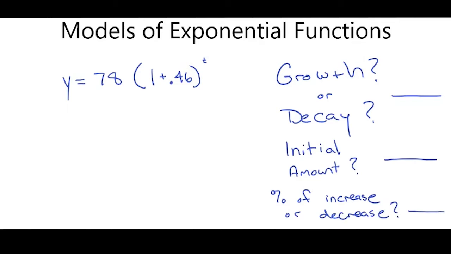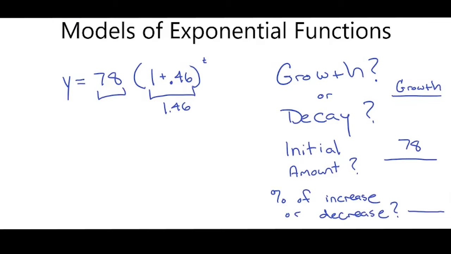First off, I look to the inside of the parenthesis, and when I do the addition or subtraction on the inside of the parenthesis, I realize that this is 1 plus 0.46, so that's 1.46. And remember, if it's more than 1, it is a growth function. So this would be a growth function. The initial amount is whatever is outside of the parenthesis. So in this case, it would be 78.